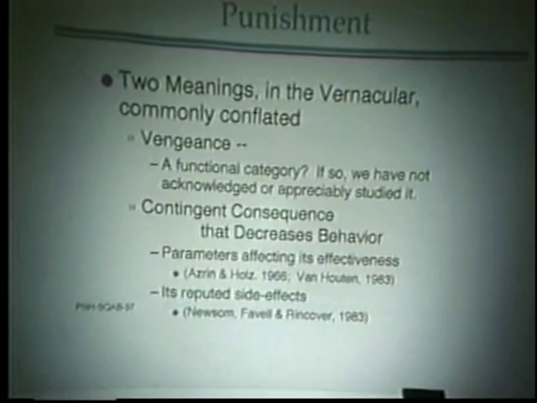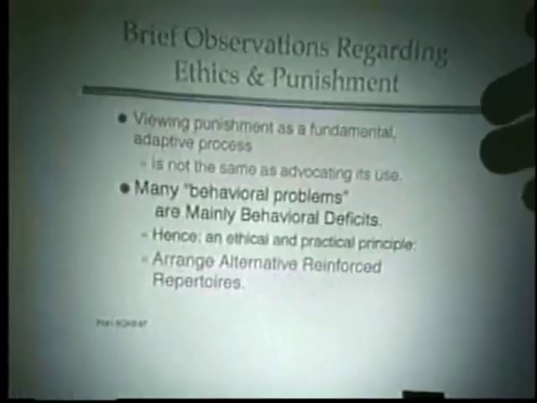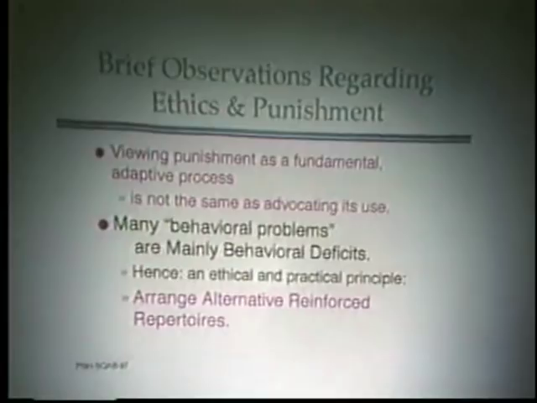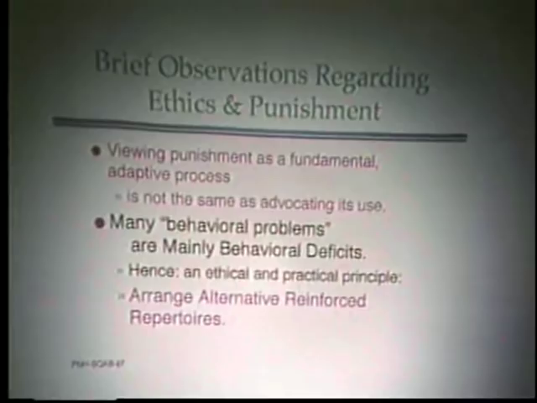Okay, I have only one more transparency on punishment, and that is to make some brief observations. I'm not giving a systematic treatment of the topic, but I think there are two very salient points to be made. First off, as stated in red there near the top, viewing punishment as a fundamental adaptive process is not the same as advocating its use. Now, B.F. Skinner actually modified, even distorted, his theory partly to minimize the likelihood of people taking him as advocating it. He said that punishment is only temporary in its effects and perhaps indirect in its effects.